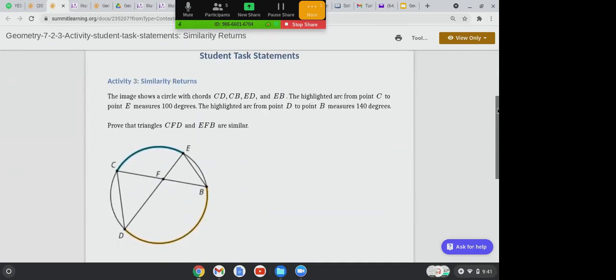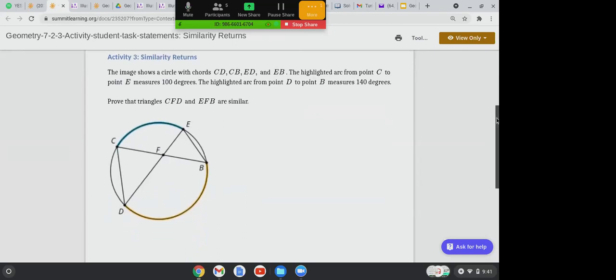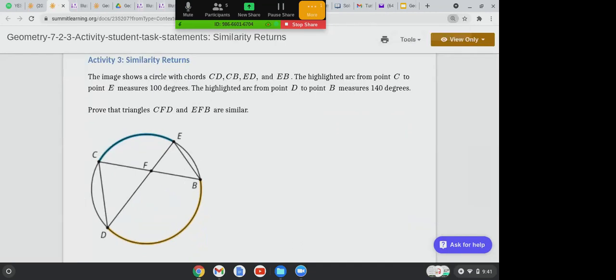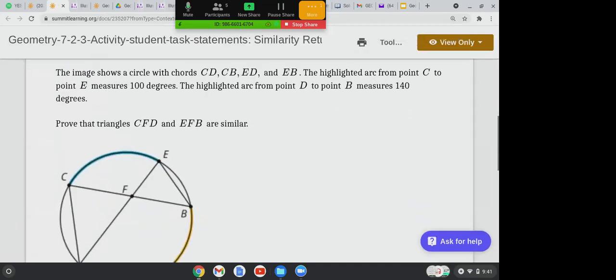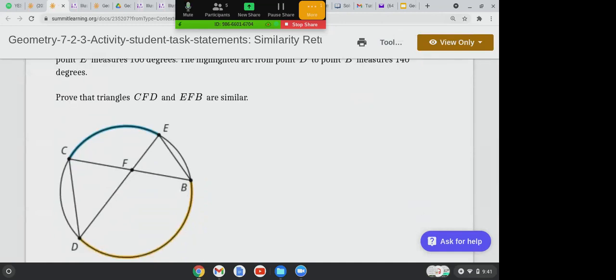Okay. So now you can type in this. You should be able to. What we talked about on Thursday was, in this circle, let me see if I can make it go bigger. First of all, this unit, remember, is inscribed angles. So that's the concept that we are going to use. We are going to use inscribed angles to help us prove that the two triangles, CFD and EFB, are similar.